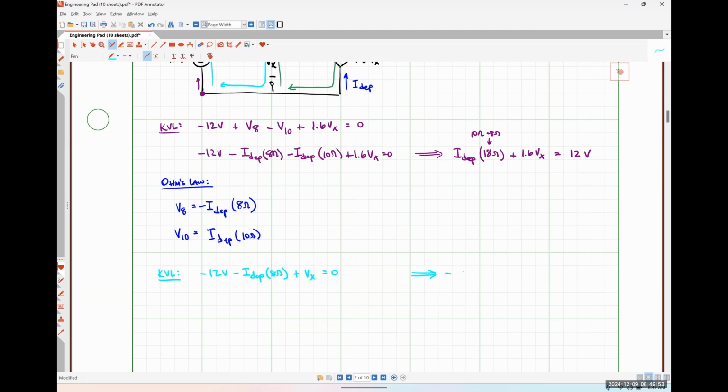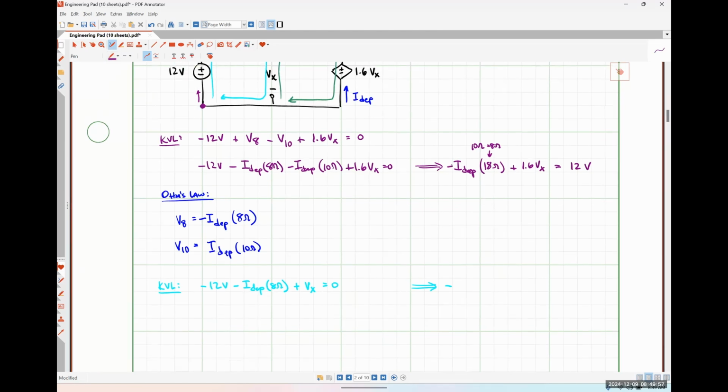Hold on. I just noticed another mistake up here. That should have a negative sign out in front. So negative I dependent times 8 ohms plus Vx is equal to 12 volts.